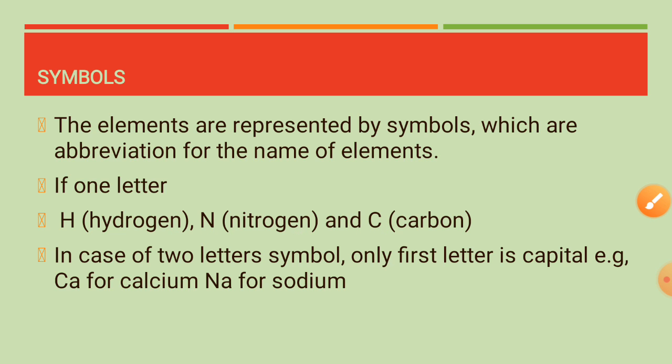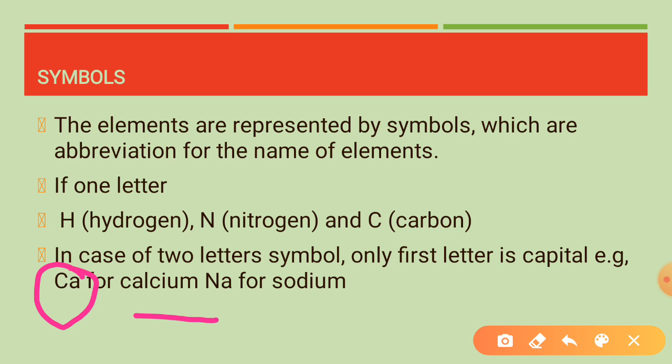Now, coming toward two letter symbols. For example, calcium is represented with the symbol Ca. The first letter is in capital, however the second letter is in small. Now coming towards sodium, it is represented with Na. The first letter is capital and the other one is small.